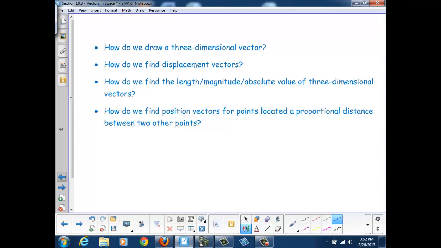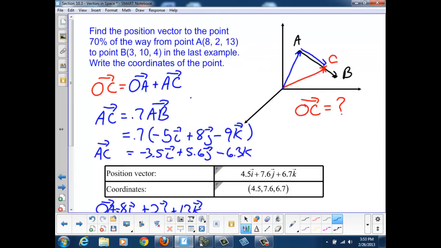How do we find displacement vectors? Displacement vectors are found by subtracting the starting point from the end point. How do we find the length, magnitude, or absolute value of the three-dimensional vectors? We apply the super Pythagorean theorem, the square root of the sum of the x, y, and z distances squared. How do we find position vectors for points located at a proportional distance between two other points? Well, we use the strategy of creating a resultant vector by combining the position vector to the beginning point of our displacement vector and adding to that the proportional piece of the displacement vector.